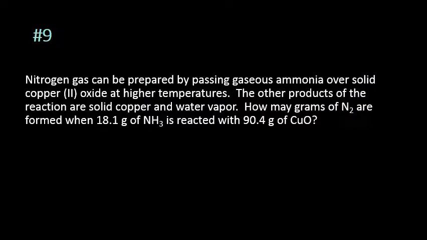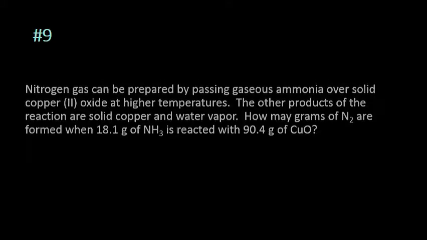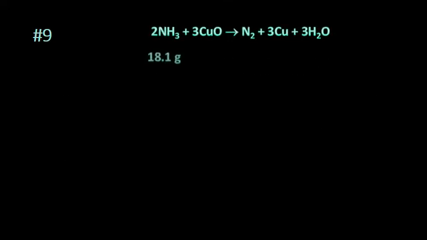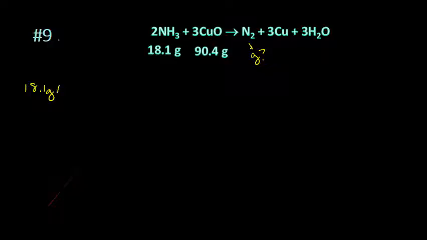Let's try the limiting reactant problem in actual practice. You're welcome to try this on your own if you want, but here's the balanced chemical equation, and those are the two quantities of the reactants that were given. What I want to do now is write down grams of what I want under the nitrogen. So this is where I'm going to write grams. What was the first step? Well, that's to convert each one of the reactants to moles. So 18.1 grams of ammonia.